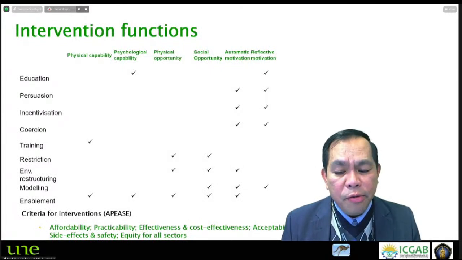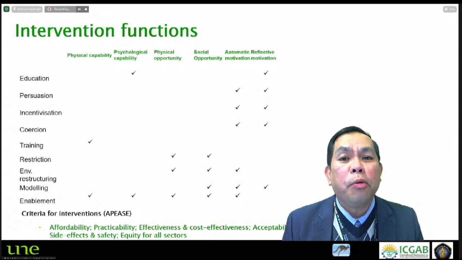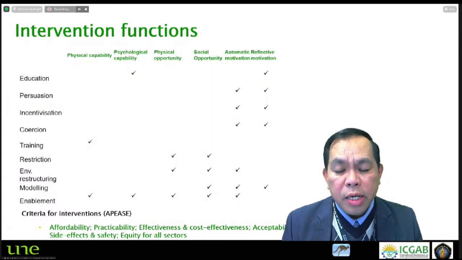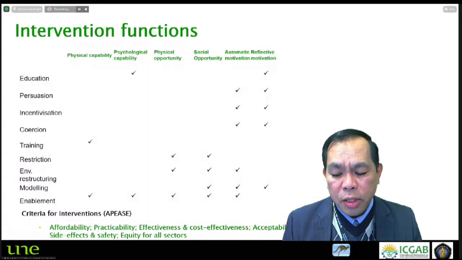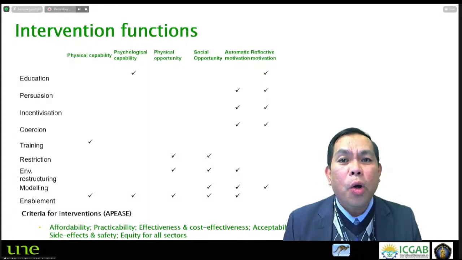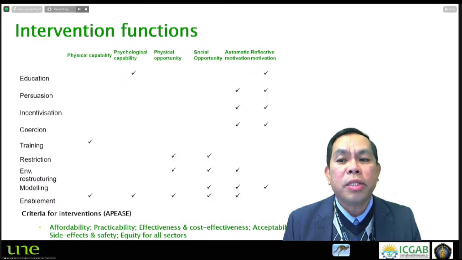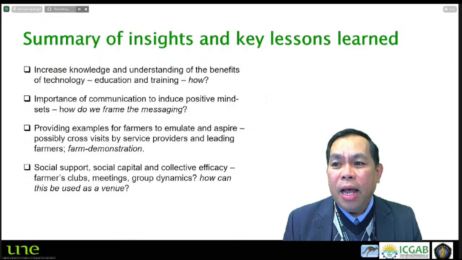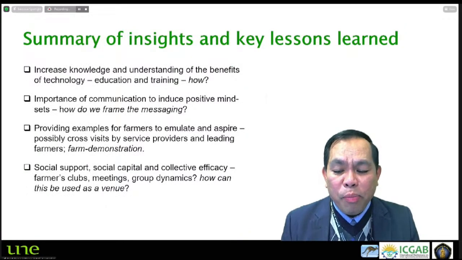When we are designing an intervention, it's important to ask what we are targeting. Are we targeting the physical capability, psychological capability, or physical opportunity? Those are the things that we need to consider when we design an intervention. And the intervention should have all the key characteristics such as affordability, practicability, effectiveness, acceptability, side effects, and equity for all sectors.